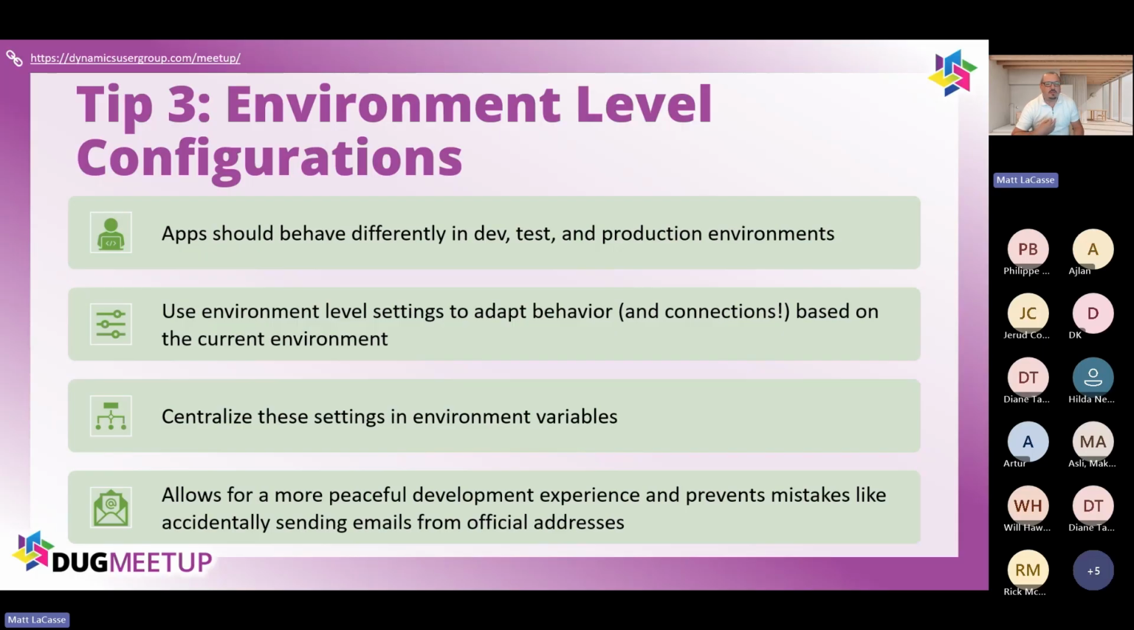So the approach here is to use environment level settings to adapt our behaviors, and in the case of my old app, the connections, based on what the current environment is. So we're going to centralize these settings into our environment variables, and this allows for a much more peaceful development experience, preventing mistakes like accidentally sending emails from official addresses. That one hits home. Don't ask me why.